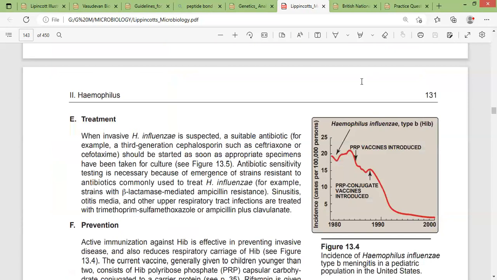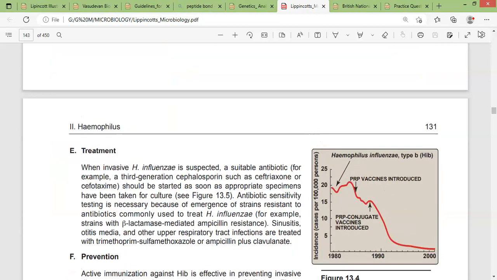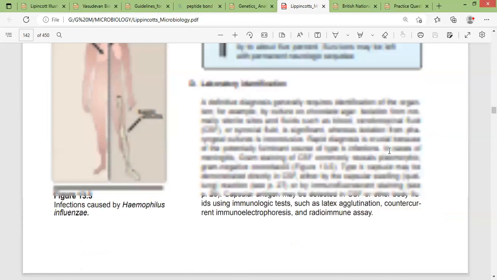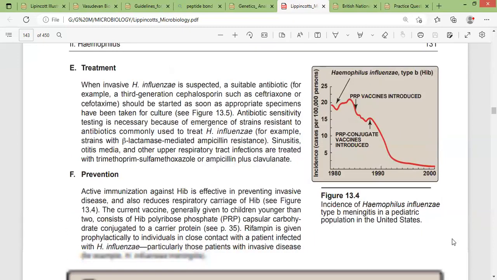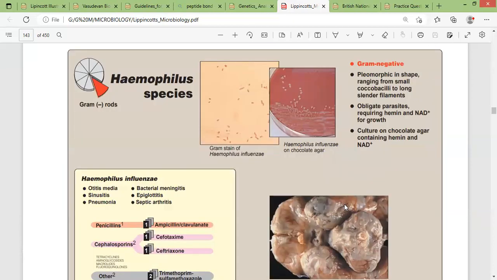Gram-negative, pleomorphic, meaning the shape can range from the cocco to the bacilli. They are obligate parasites. They require factor X and factor V for growth, blood, that is hemin. And that is it. Nothing much about Haemophilus influenzae. Just know that it does cause pneumonia, meningitis, such things.